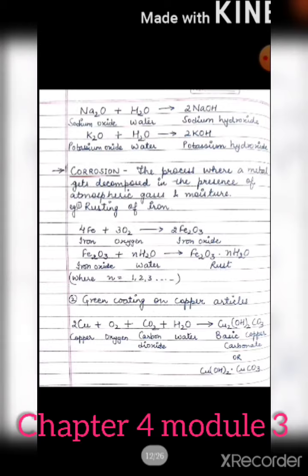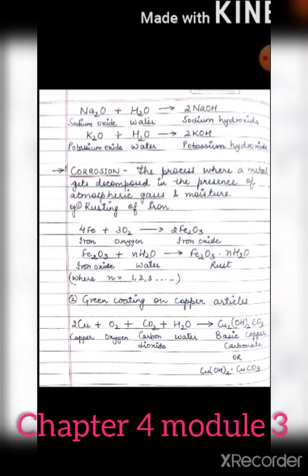See, here is the reaction given. Na2O plus H2O will give NaOH, that is sodium hydroxide. K2O plus H2O will give KOH, that is potassium hydroxide. So these alkalis will be formed. Alkalis are those bases which can dissolve in water. That means all the bases cannot be dissolved in water, but the bases which can be dissolved in water are known as alkalis. For example, NaOH and KOH are alkalis.